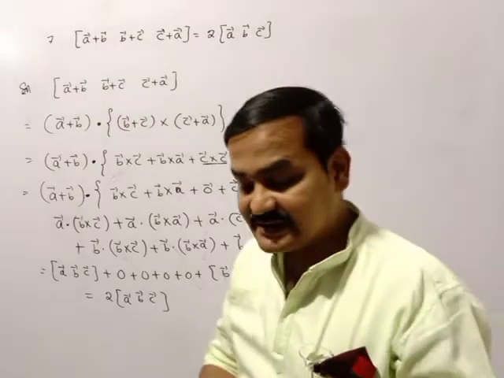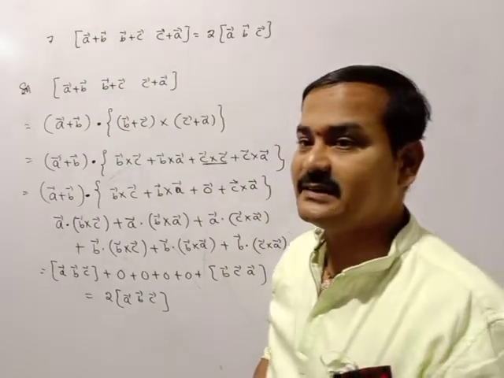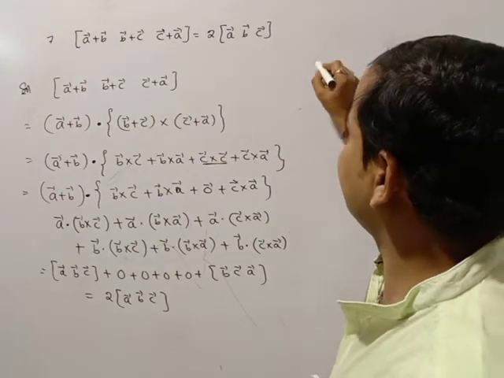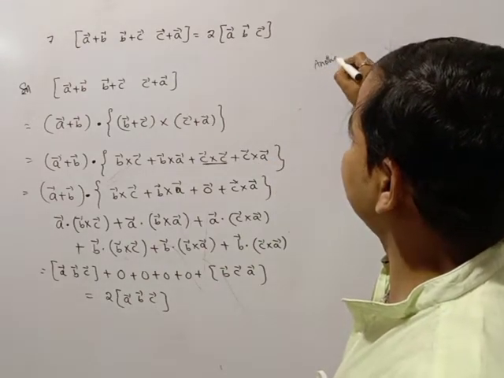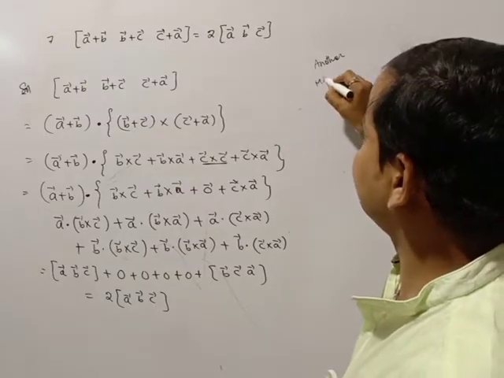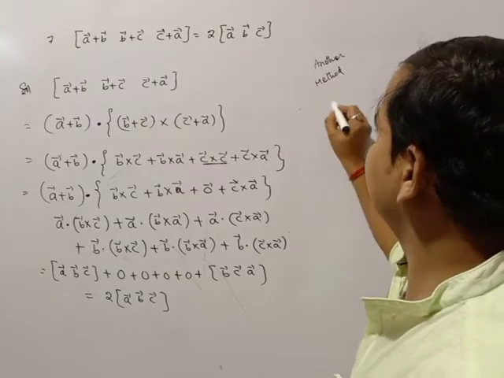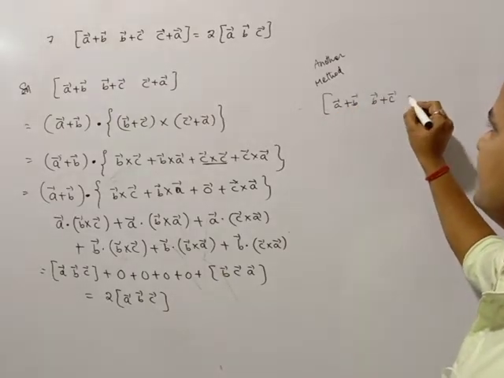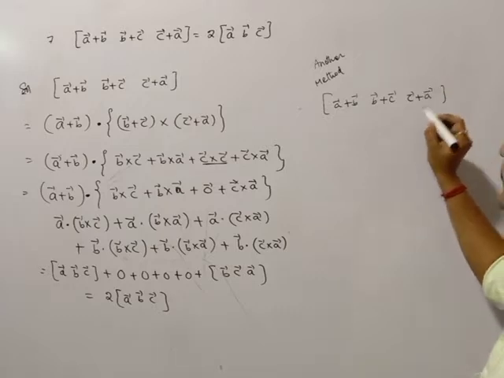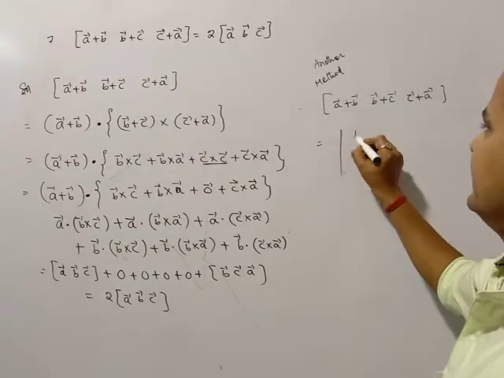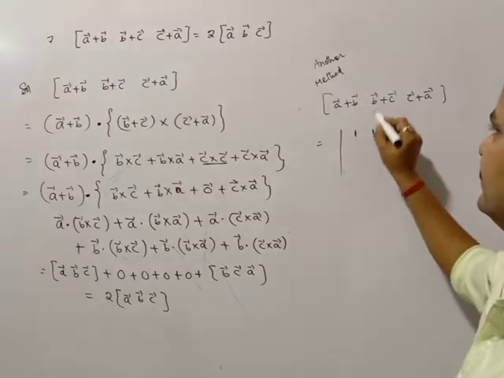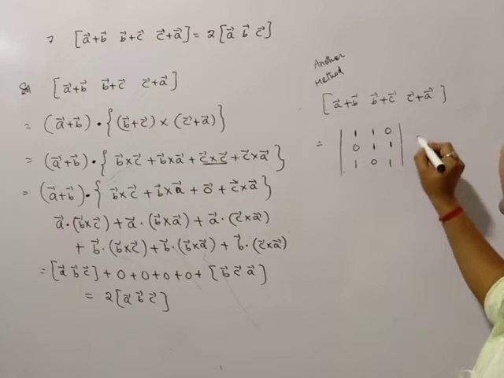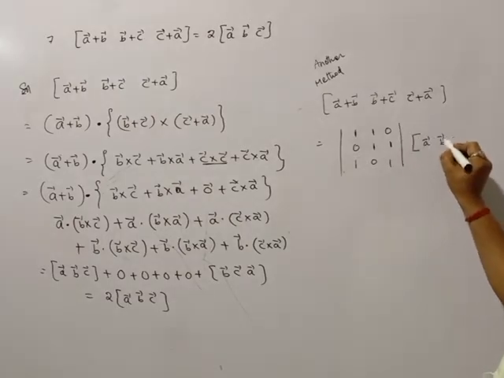In the earlier class, while explaining the coplanar condition, I explained one more thing: another method. But don't do this in the examination. Actually, it is a competitive question, so for that purpose you can go for this one. Box of A bar plus B bar, B bar plus C bar, C bar plus A bar is the determinant with rows 1, 1, 0; 0, 1, 1; 1, 0, 1, into box of A bar, B bar, C bar.